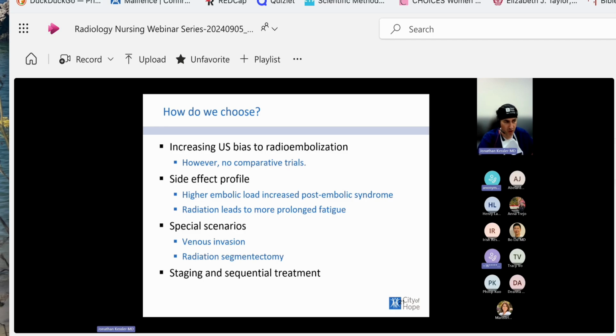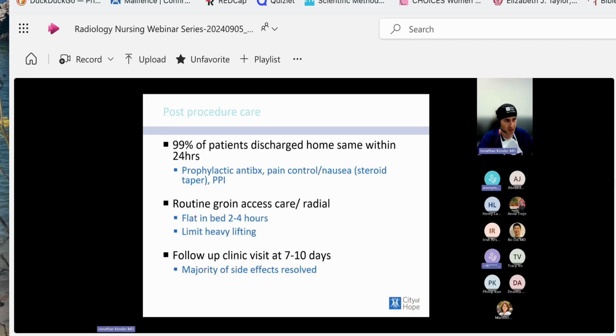But this is one of the reasons why we can discharge patients with Y90 the same day, and sometimes patients after chemoembolization have to stay overnight, because that post-embolization syndrome is a lot lower with Y90. They get more fatigue, but they can typically go home from the hospital the same day. So again, you are all pretty much aware of these things, but now we maybe understand a little bit better why we do them. When it comes to Y90, about 99% of patients can be discharged home the same day.